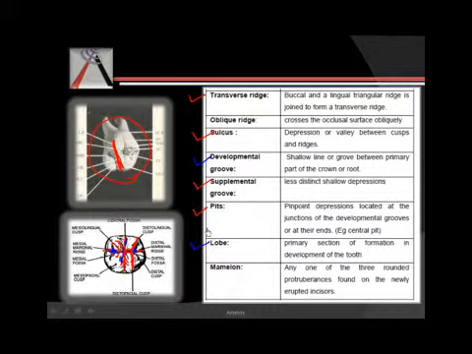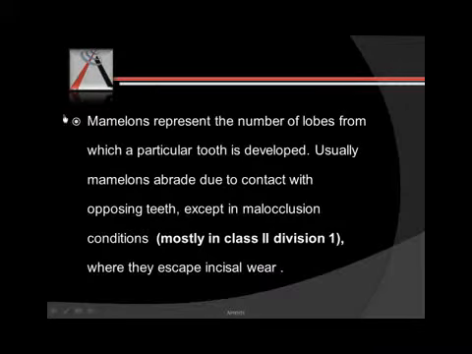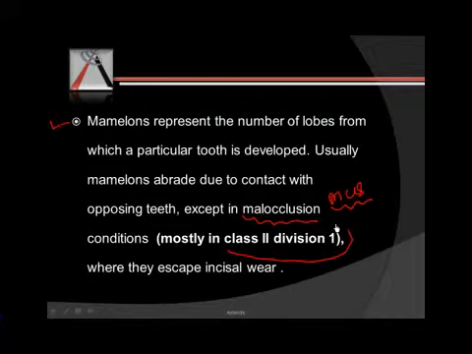Lobe, as we had been talking about, these are the primary sections in the formation or the development of a tooth. One more point about the mamelon is, mamelons represent the lobes from which a particular tooth develops. And these mamelons usually get abraded because of the contact with the opposite tooth, except in cases of malocclusion. Why we are discussing this here is because this is an important MCQ, and this is very typically seen in class 2 division 1 malocclusion, wherein the incisors escape the incisal wear, and these mamelons persist even in later years.